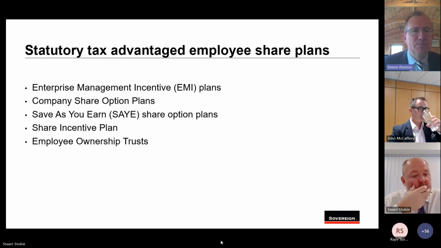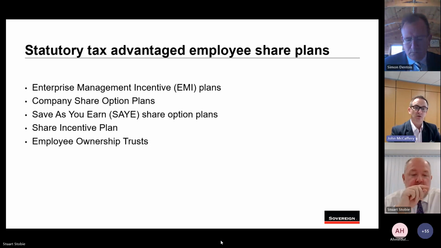Good. Okay, let's move on. Okay, so the company share ownership plan is EMI light. Now, the thing about EMI is you can issue up to £250,000 worth of value per individual, but to a maximum value of 3 million. Company share ownership plans are similar to EMI, but you can only issue up to £30,000 worth of value to the individual. These are often used in much bigger organisations.